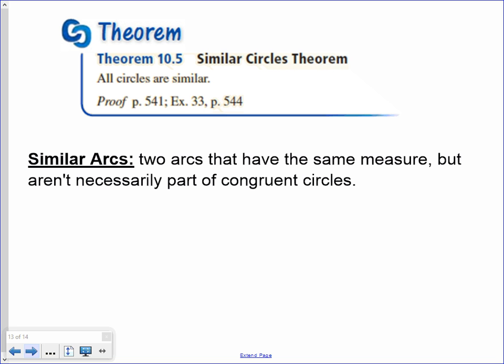There's your last definition. And that theorem at the top says all circles are similar. And that should make sense because all circles are the exact same shape. They're just different sizes. So every circle would be similar to another circle.